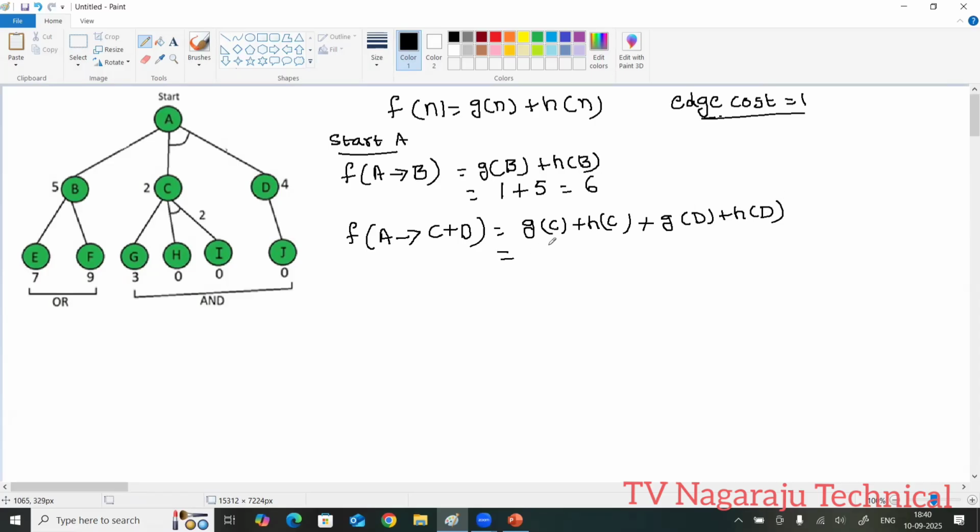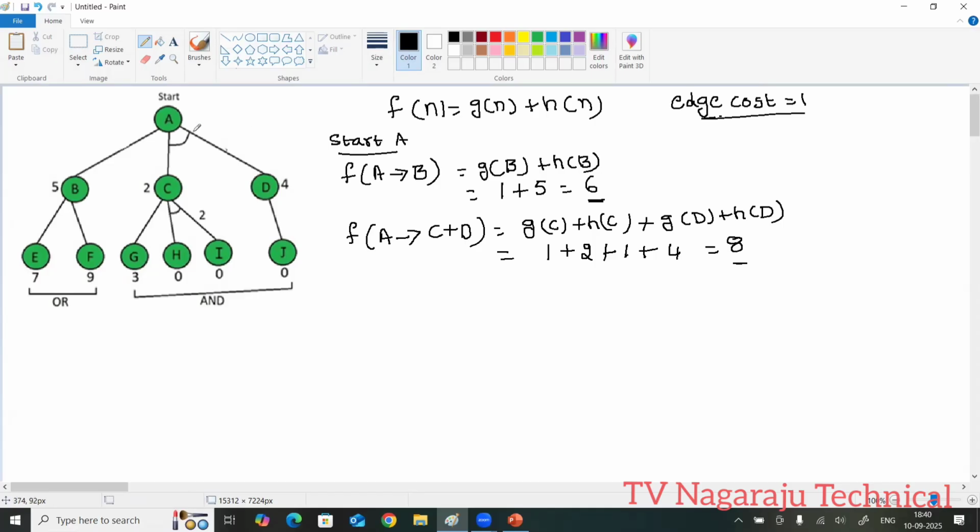Now G of C value is 1. I think my cost is 1. And what is H of C? H of C value is equal to 2. Now G of D, the edge cost by default I assumed as 1 and H of D value is equal to 4. 1 plus 2, 3 plus 1, 4, 4 plus 4, 8. Clear? 8. Now, here the value is equal to 6. Here the value is equal to 8. Now, you got the point.